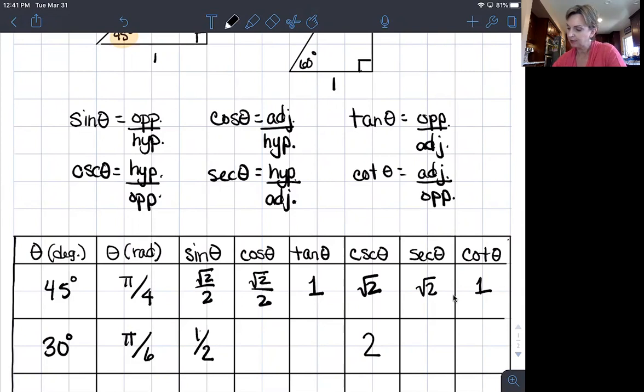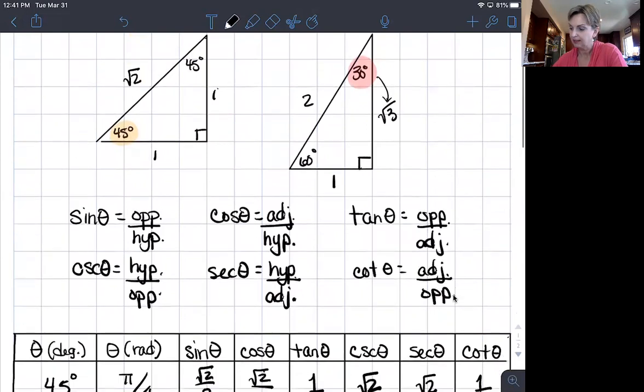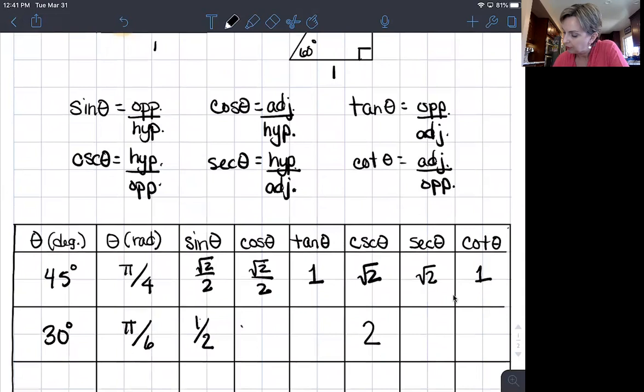The cosine of 30 degrees is adjacent over hypotenuse. Okay, the side adjacent is the square root of 3. So we're going to have the square root of 3. Well, let me center that a little bit nicer. So it'd be the square root of 3 over the hypotenuse, which is 2.